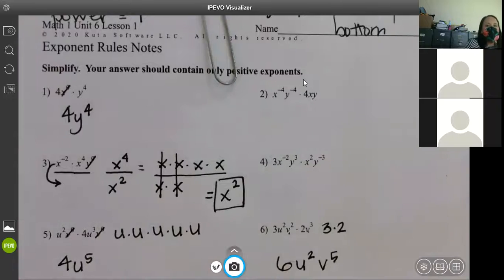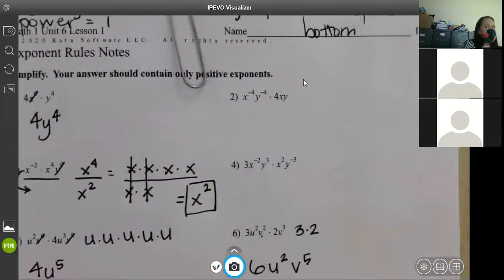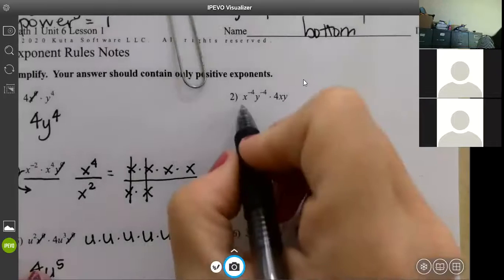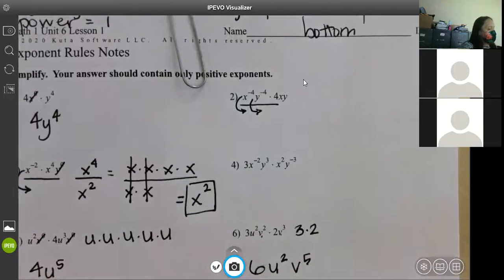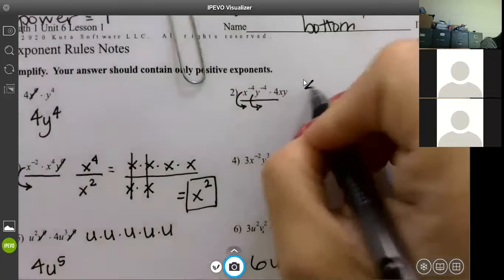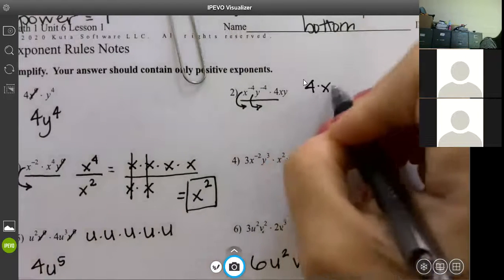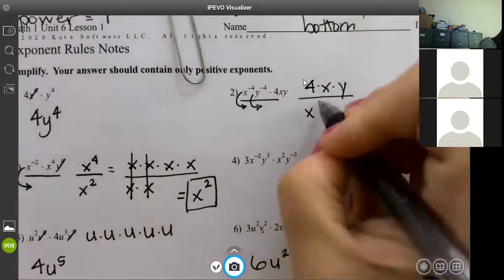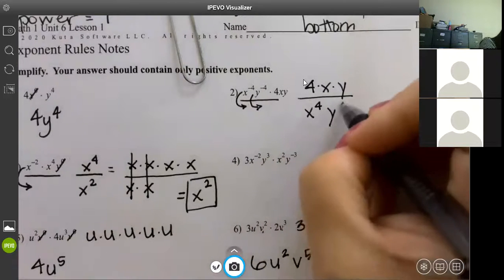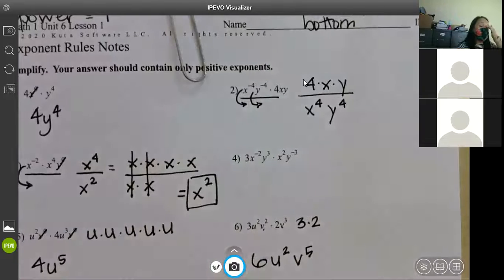All right, so look at number 2. We don't have any zeros, so we're good. But we do have negative exponents, and remember to fix them. We move them to the bottom. The other ones are perfectly fine as they are, so we're going to have a 4, an x, and a y on the top. On the bottom, we're going to have an x to the positive 4 and a y to the positive 4.